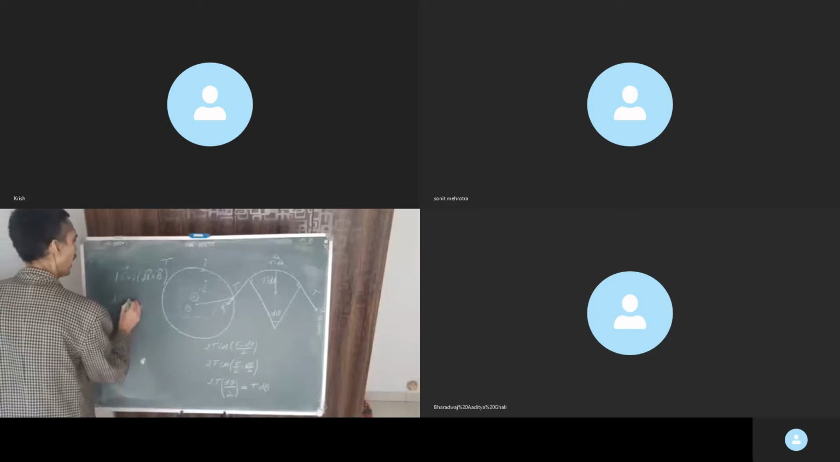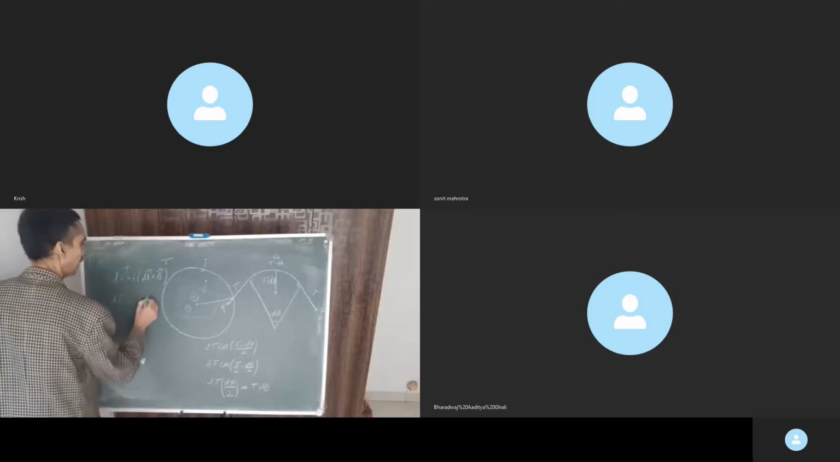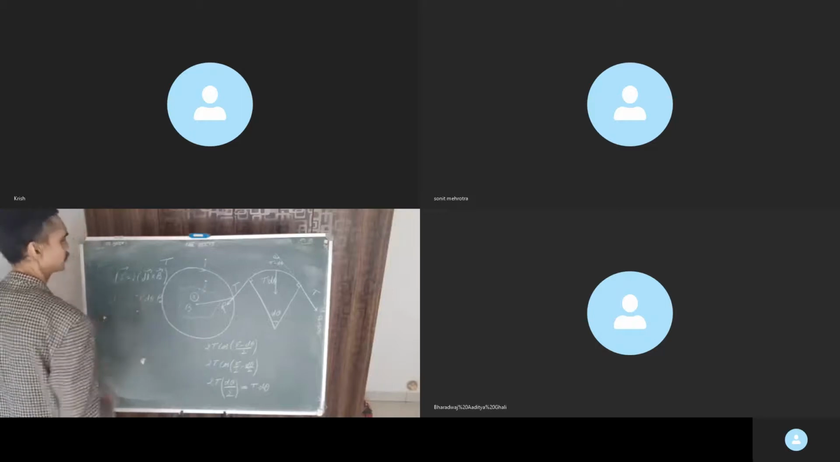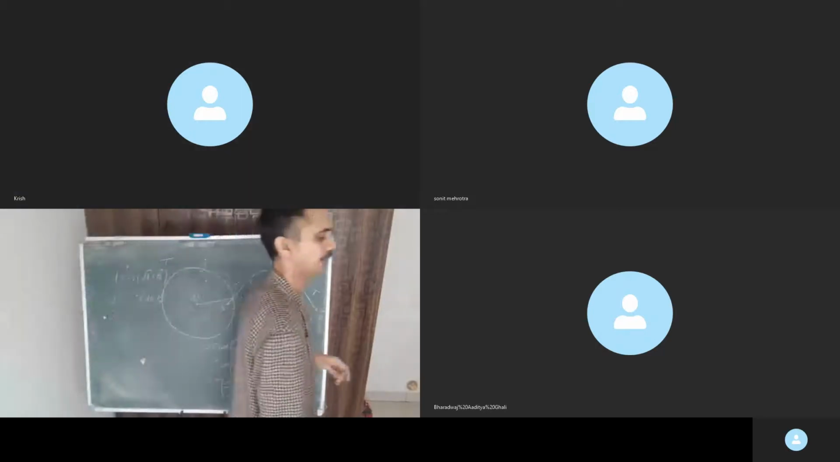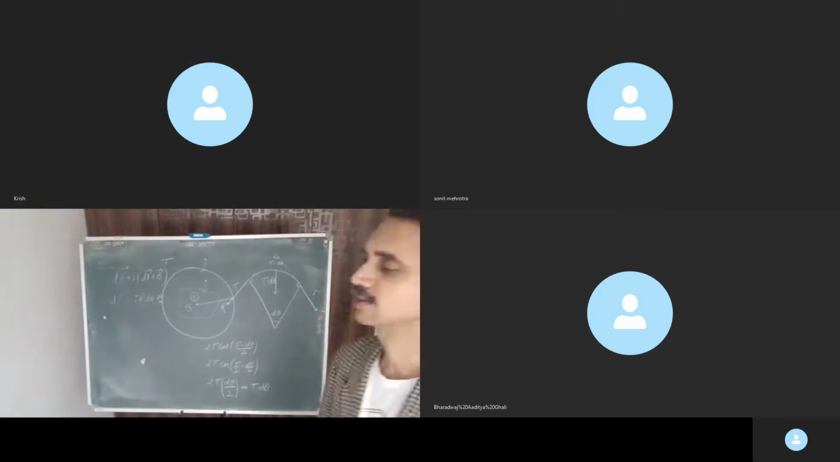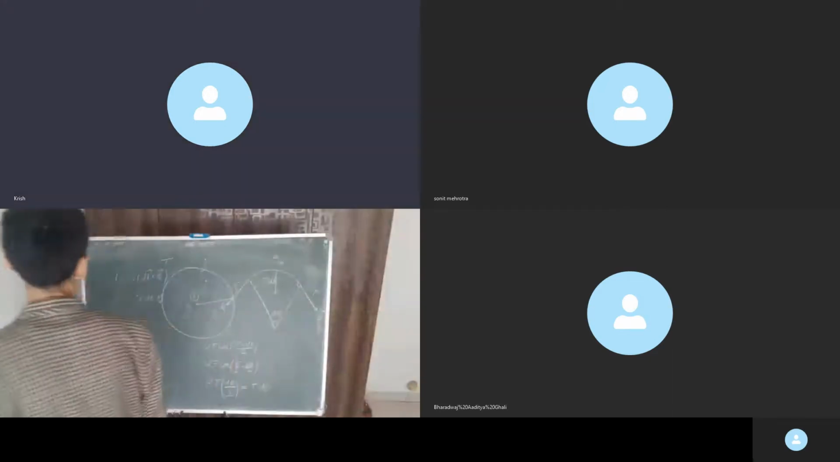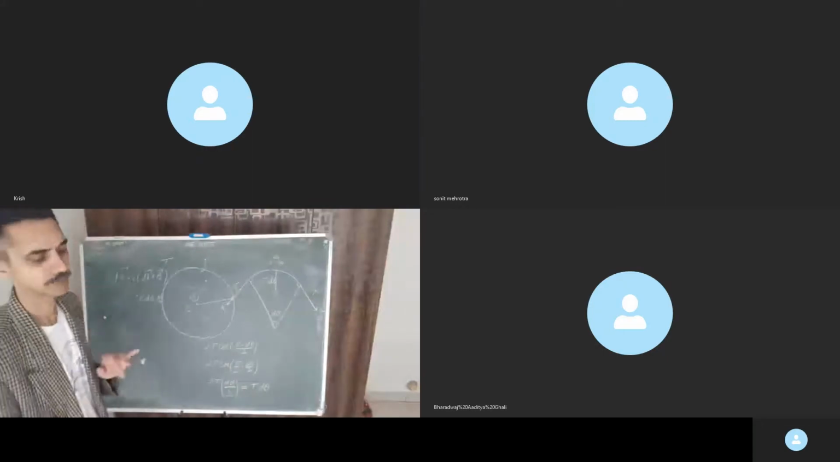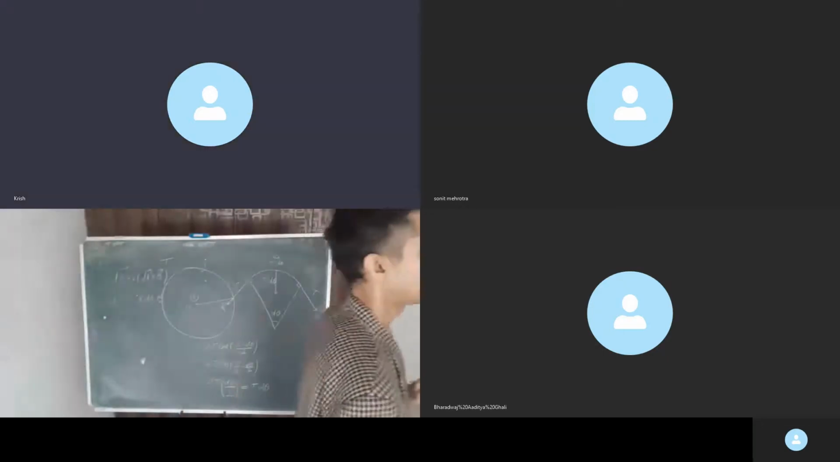dF is I r d theta into B. Agreed? And in which direction? Opposite to T d theta, correct? What do we get for tension from here? T is equal to BIR.